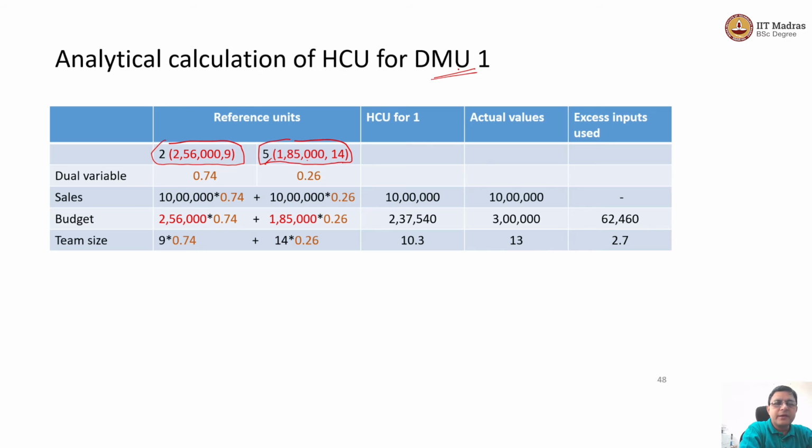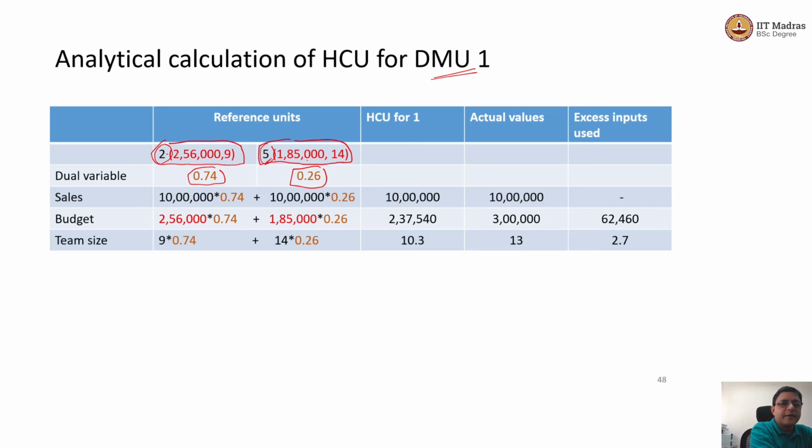Okay, what are the dual variables corresponding to the reference units? For reference unit 2, the dual variable value was 0.74. For reference unit 5, the dual variable value was 0.26. This comes from the shadow prices which we just saw in the Excel. Now we are going to multiply this 0.74 with the coordinates of 2.